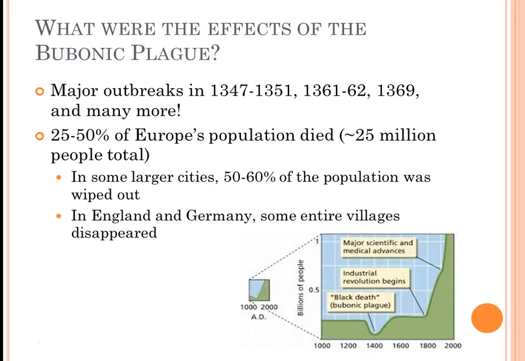So this was not the only major outbreak between 1347 and 1341. There were also outbreaks in 1361, 1362, 1369, and so on and so forth. Eventually it does die out, which we'll talk about in a couple of minutes. But in total, between 25 to 50% of Europe's population died, which is about 25 million.